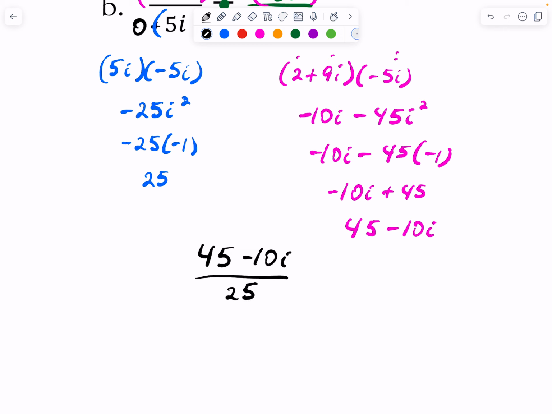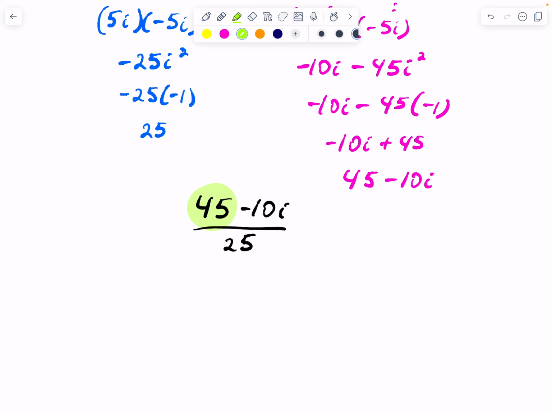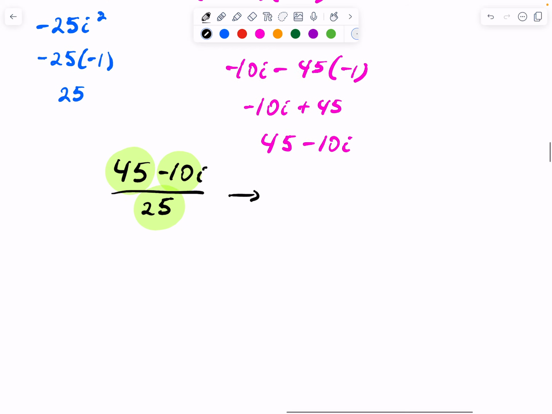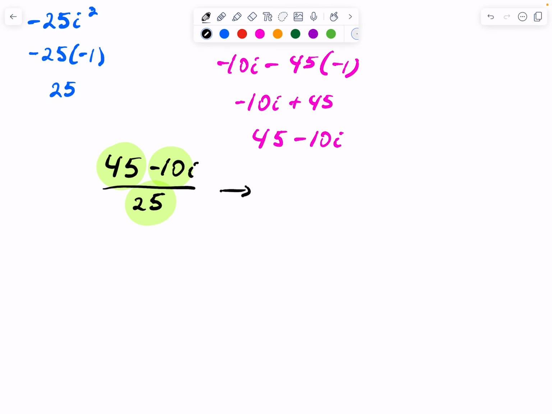Now this is the answer, but what you can do is when you do these problems, take a look at the 45, the negative 10, and the 25 to see if you can divide all of them by the same thing, and you can. Those are all divisible by 5. So if I take all three of those coefficients and divide them by 5, I get 9 minus 2i over 5. So this is what I'm looking for, the simplified answer. Always before you move on to the next question, see if you can divide all three numbers. Got to be all three, guys. All three numbers by the same thing.